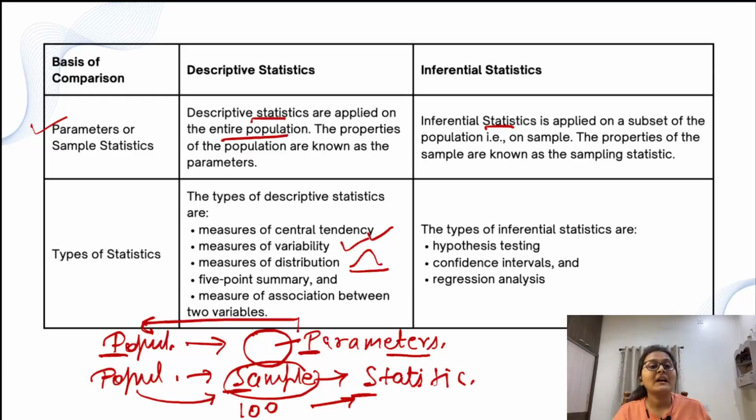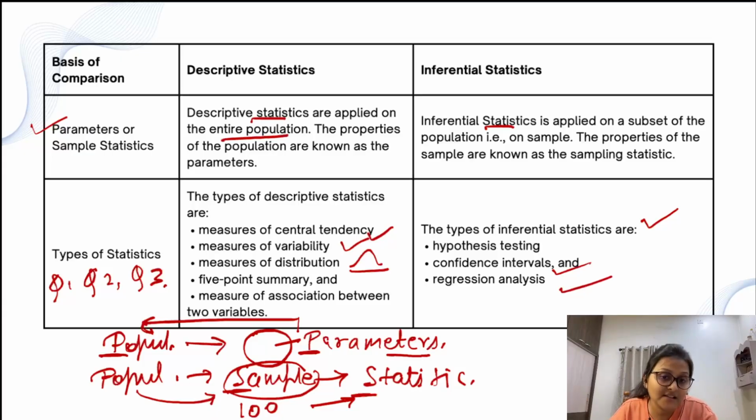Right. Then we have the 5-point summary. This includes the minimum, the first quartile Q1, Q2, Q3, and it then summarizes the data. Finally, we have measures of association. This indicates the relationship between the two variables, that is correlation or covariance. Then under inferential statistics we have hypothesis tests, like various types of tests: t-test, chi-square test, ANOVA test, then confidence intervals, then regression analysis.